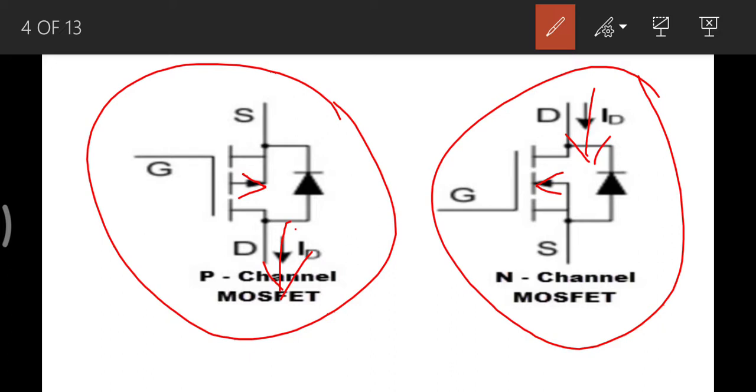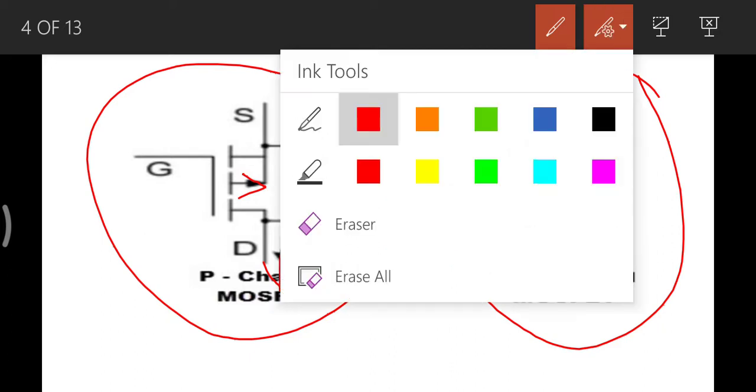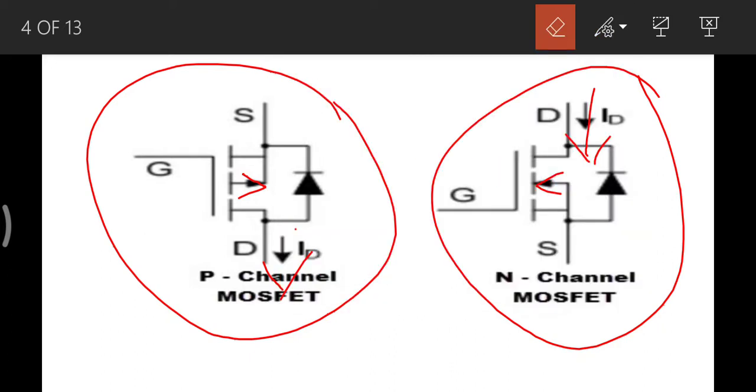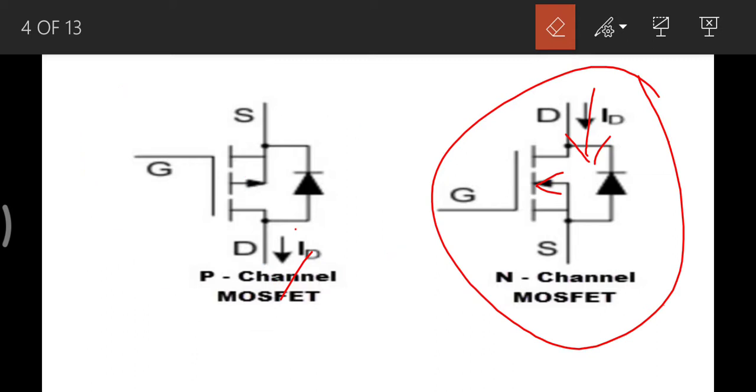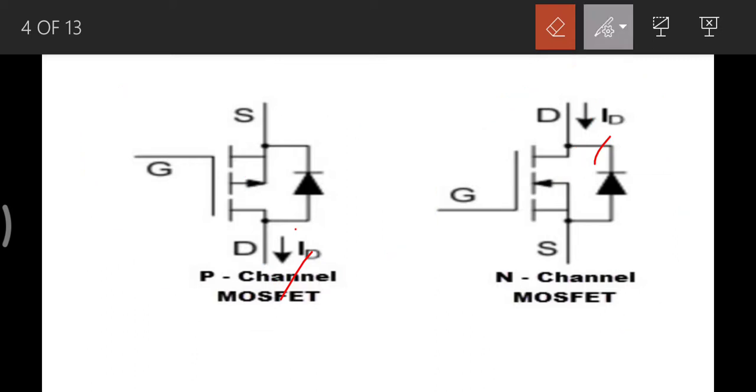By seeing these symbols only, we can easily tell which is the P channel MOSFET and which is the N channel MOSFET. How to identify these MOSFETs? If the drain current is outside the MOSFET, it is considered a P channel MOSFET.